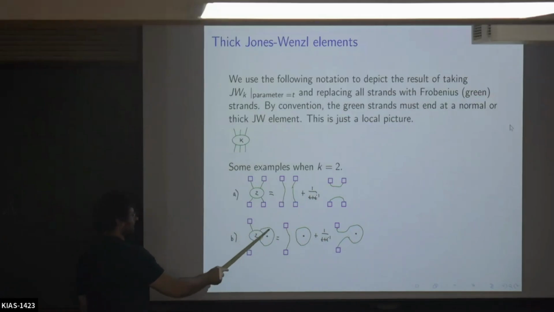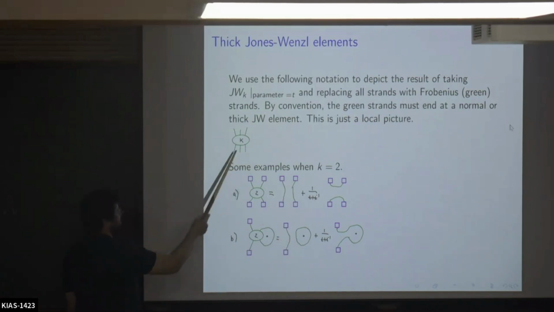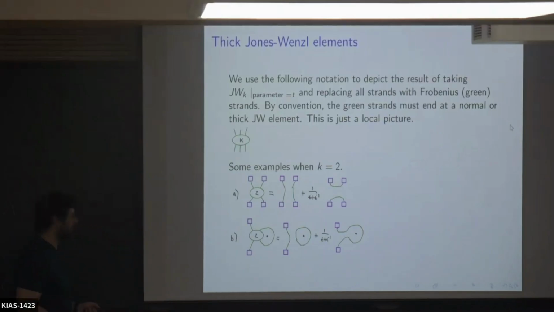But then if you have a strand that connects back up to the same thick Jones-Wenzl projector, then one of the terms you get will be a loop. So here we had all arcs, but here we have a loop. But this local notation can manifest in different ways depending on how the strands connect up to each other. But it's similar to how our green strand notation was doing originally.